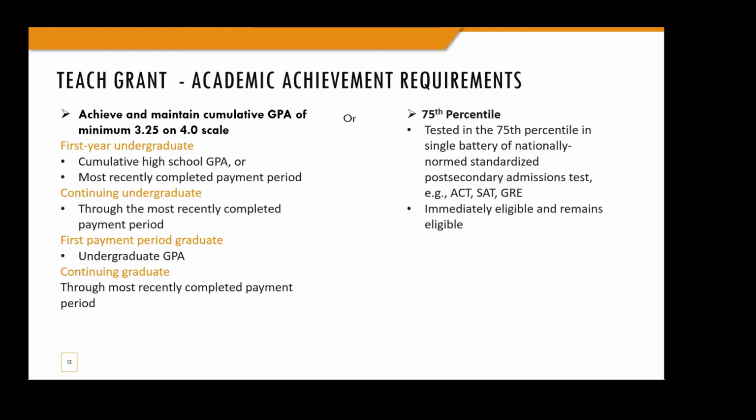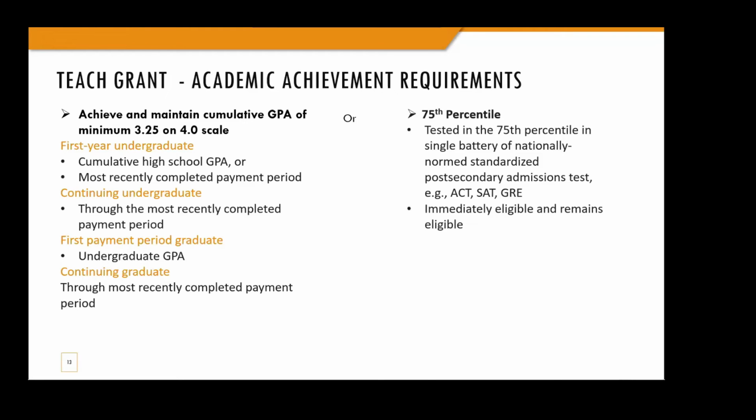And then what are the requirements? In order to be eligible for this grant, you must achieve and maintain a GPA of 3.25 on a 4.0 scale. The way that we determine what GPA we'll be using: if this is your first year as an undergrad, we'll look at your cumulative high school GPA, or whatever the most recently completed payment period is. So for example, if you applied in the fall as a first-time undergrad, and your high school GPA is not where it should be, but in the fall you get it up to where it should be, you'll be eligible for it in the spring. So that's what we mean by the most completed payment period.